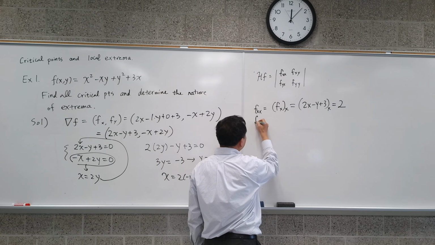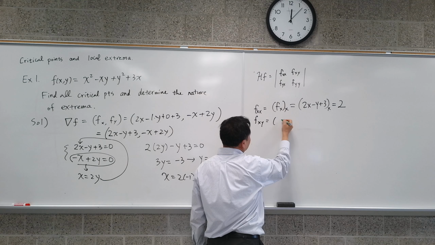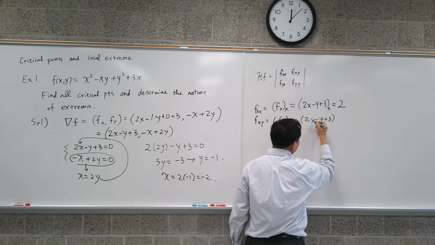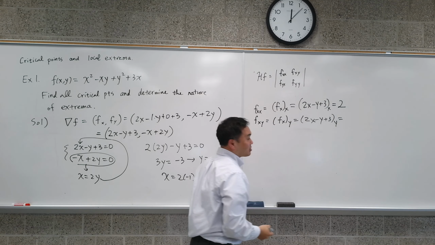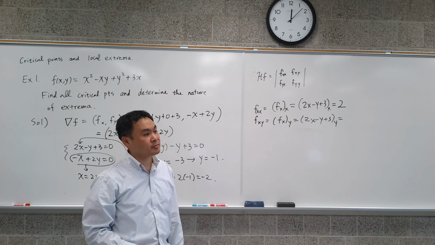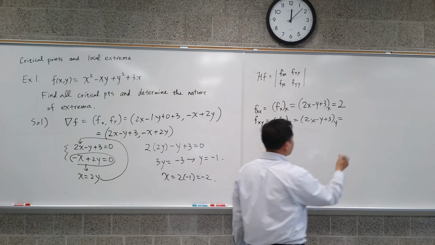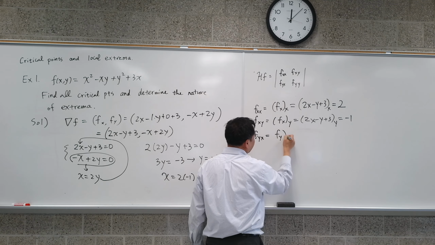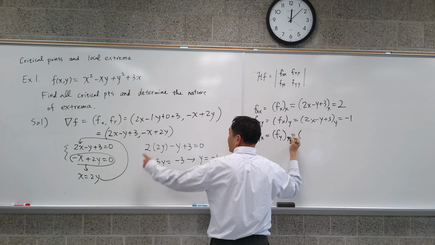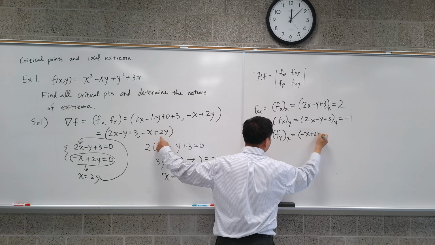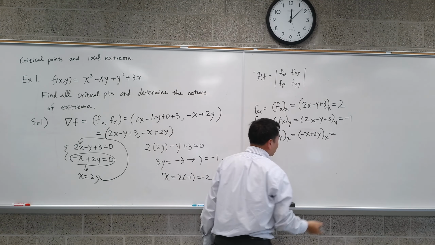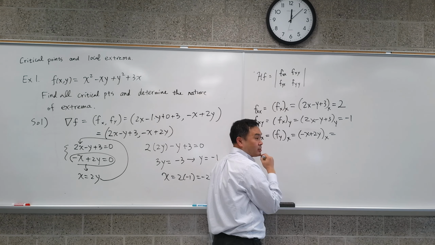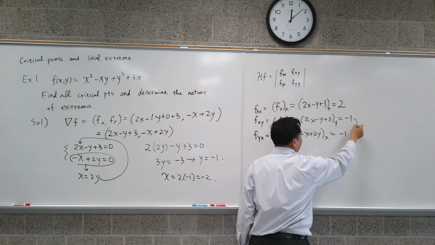Okay. How about fxy? Well, that's like fx and differentiating by y, which means I'm taking the same thing and differentiating by y. What does that give you? Negative 1, yes. Okay, let's try fyx. Fyx is fy differentiated by x. Fy is negative x plus 2y. We're trying to differentiate this by x. What do you get? If you differentiate this by x, you get negative 1. And as you can see, they are the same.